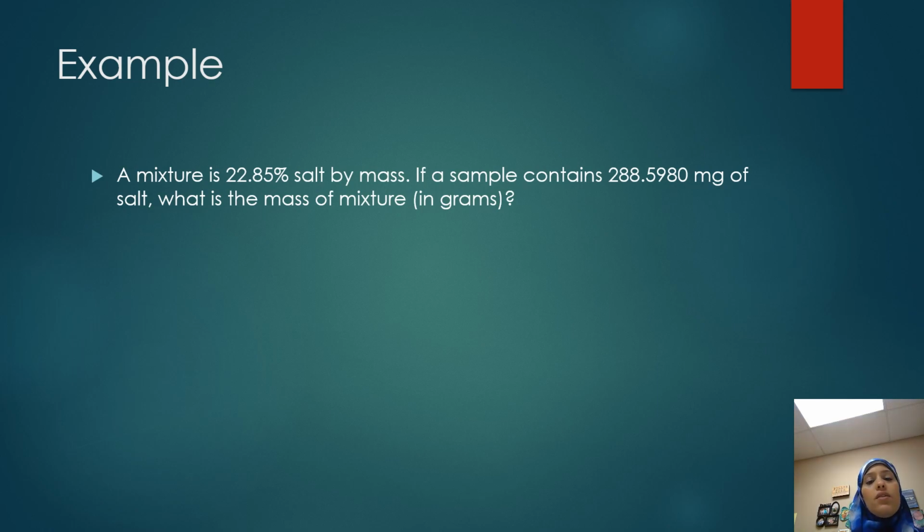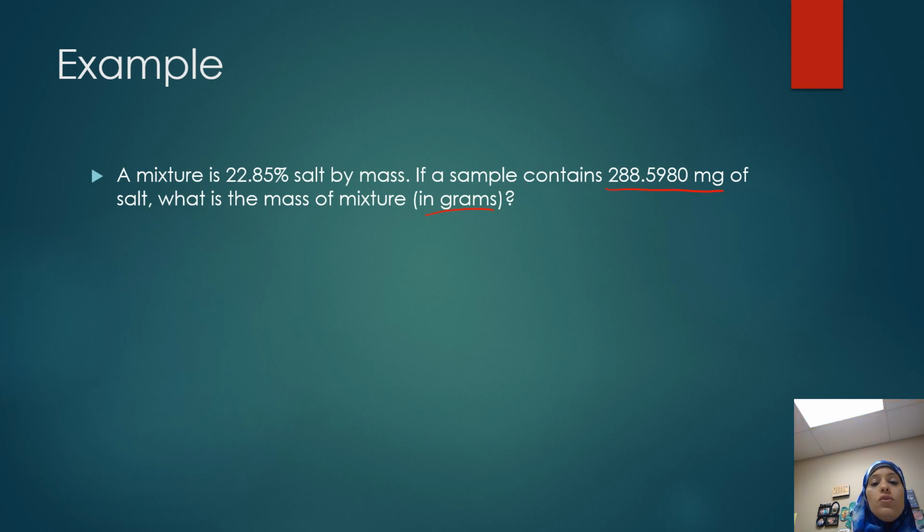So, guys, now we can do one more variation on this. Of course, there's plenty, but these are the ones that I can think of to help you stay on track and learn the different case scenarios. So this time I give you a mixture. It's 22.85% salt by mass. So I give you that the sample contains 288.5980 milligrams of salt. What is the mass of mixture? But this time I want this in grams.